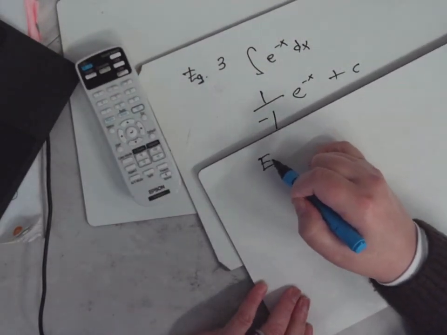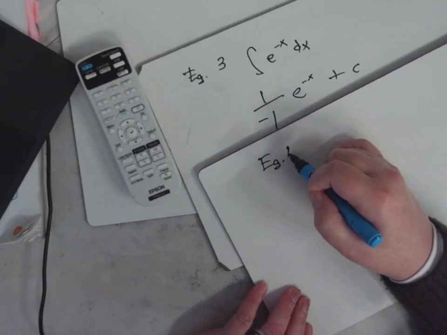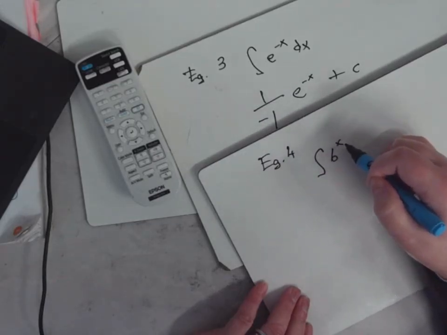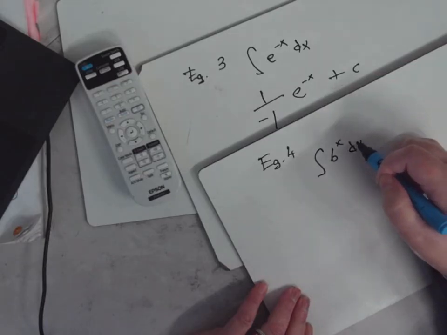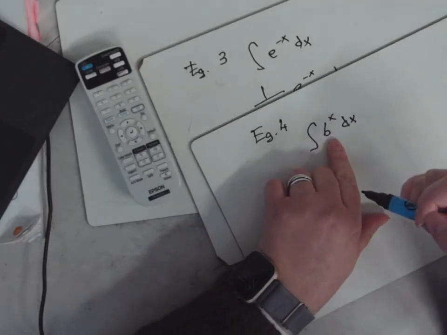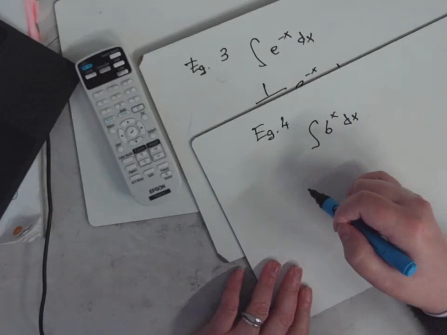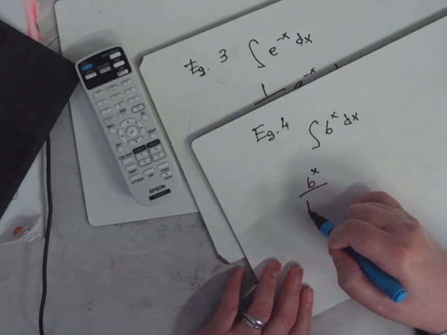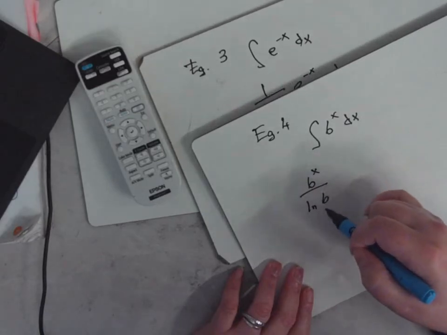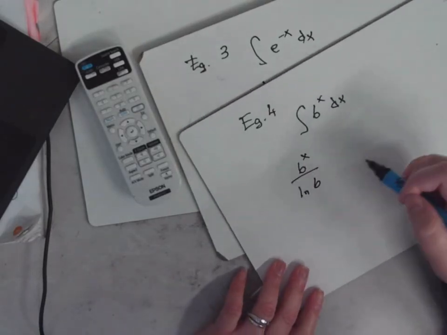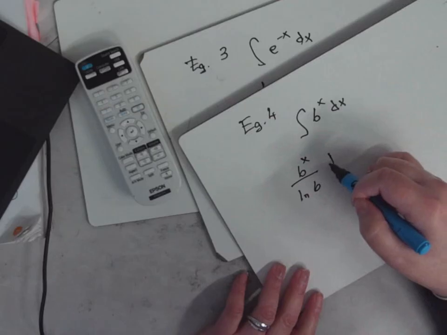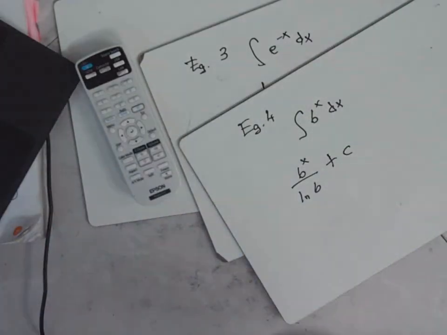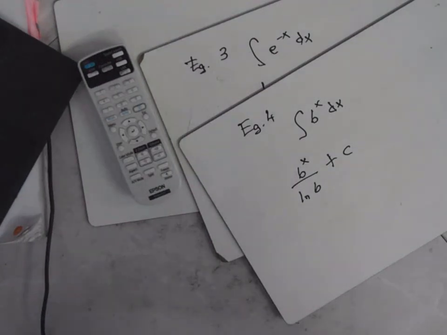Right. And the last one is example 4. We have the integral of 6 to the power of x dx. So that's not e anymore. And the rule for that is it's 6 to the power of x divided by ln 6. As I say, it's written in the log tables. You don't even have to remember it, but you do have to remember to put on the c at the end. Done. Right, is that alright?